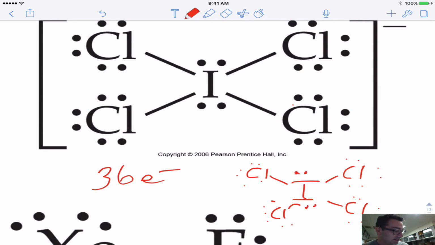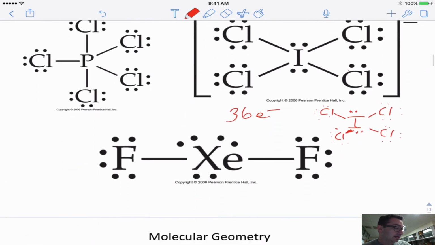Now we're going to tie this into the shapes, because the shapes will also show us this. Here's XeF2, one other example. So XeF2, that one has 22 electrons. If we give each one an octet, we're at 20, and so then we need to add an extra 2, so we can put any of these on, and then we'll have 22.